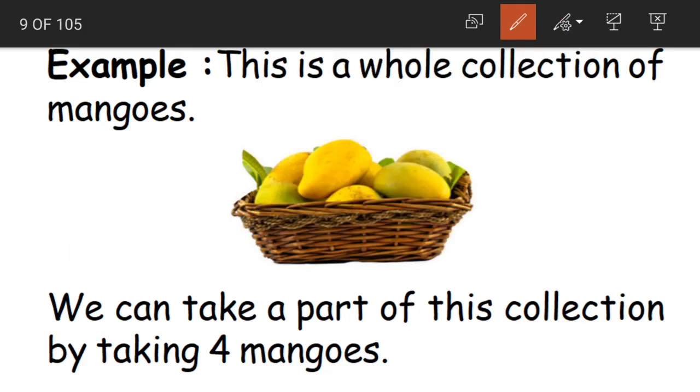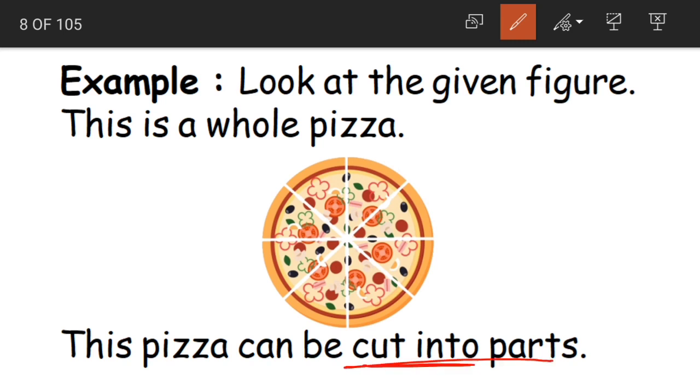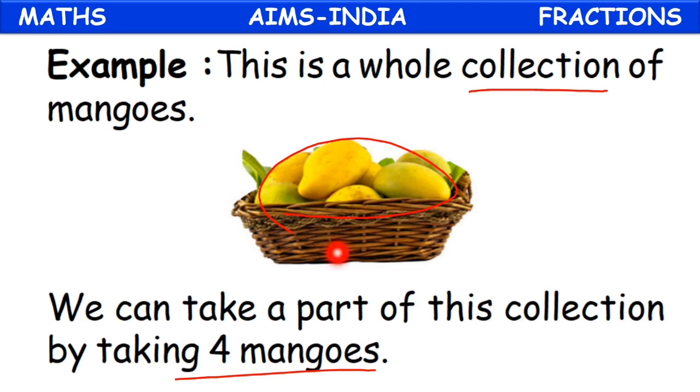Yes, we can take a part of this collection by taking 4 mangoes. Again, what did I say a collection is? Collection is a group of 2 or more things. Yes or no, children? Yes. So from this collection we can take a part by taking some mangoes. But when we talk about the region, that is the one single pizza, we can take a part of it by cutting it. But here we will not cut. We can simply take a few mangoes so that we have a fraction of these mangoes.